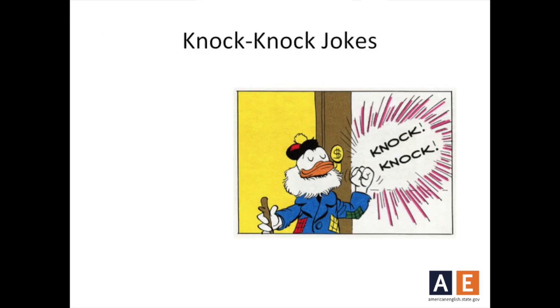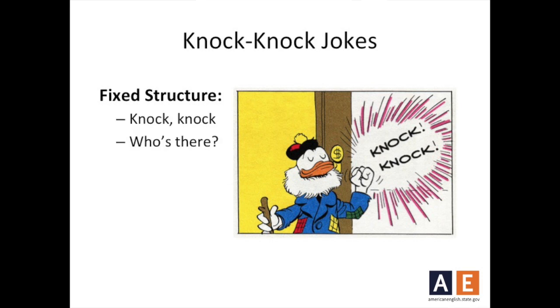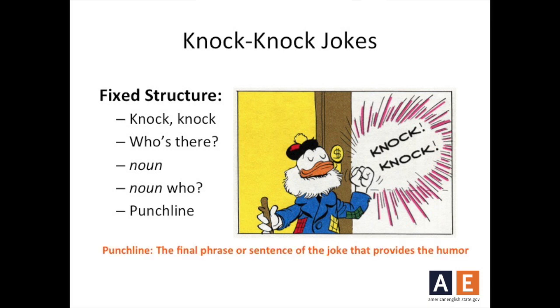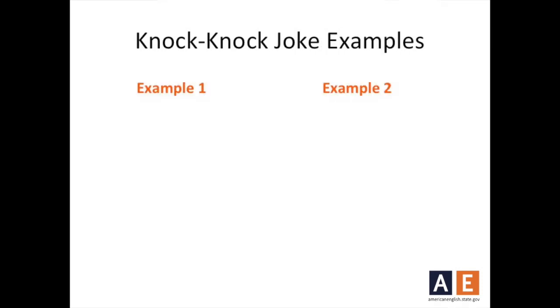That's right, Dave. Knock-knock jokes contain a fixed structure. Knock-knock, who's there? Some noun, noun who, and then the punchline. A punchline is the final phrase or sentence of the joke that provides the humor. Here are 2 examples of knock-knock jokes.